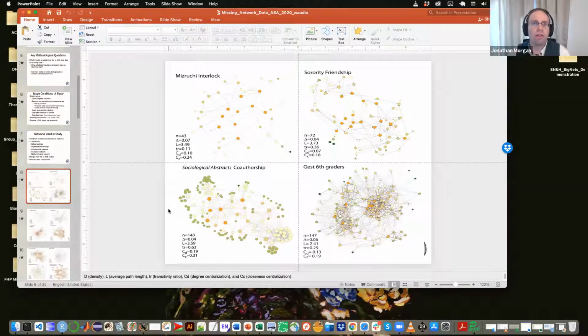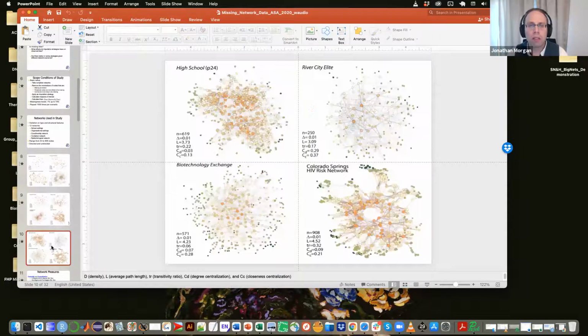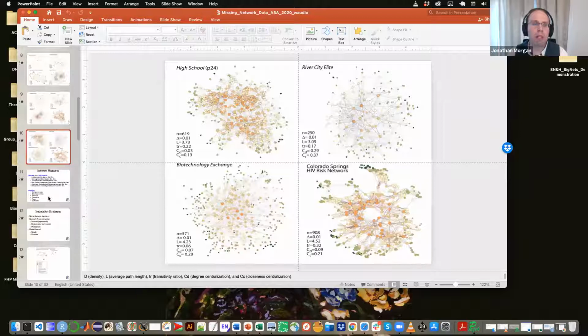This highlights some dimensions that are important across these networks. Size is important, so we looked at small and large networks. Directionality is important, so we looked at directed and undirected networks. Also, what we found is that core-periphery structures are important. And we picked empirical networks.